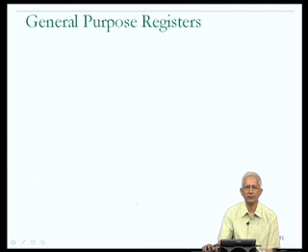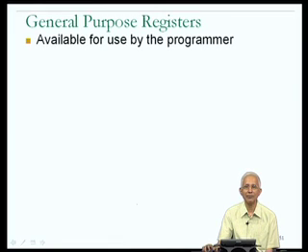As the name suggests, these are registers which can be used for anything that the programmer wants. So they are available for use by the program. They are not used for special purposes by the hardware. They are available for use by the program. Now, typically as programmers, many of us are not even aware of the fact that there are general purpose registers. So this may come as a little bit of a surprise.